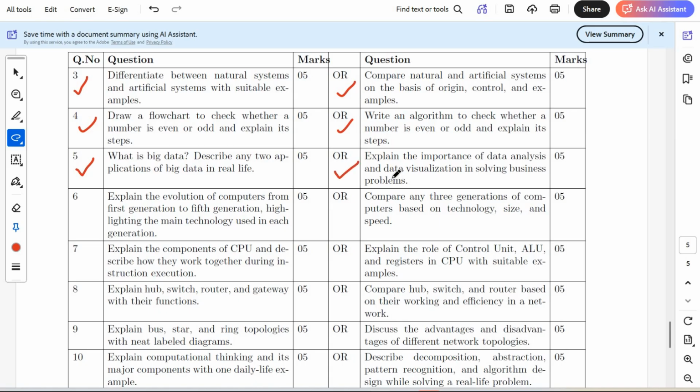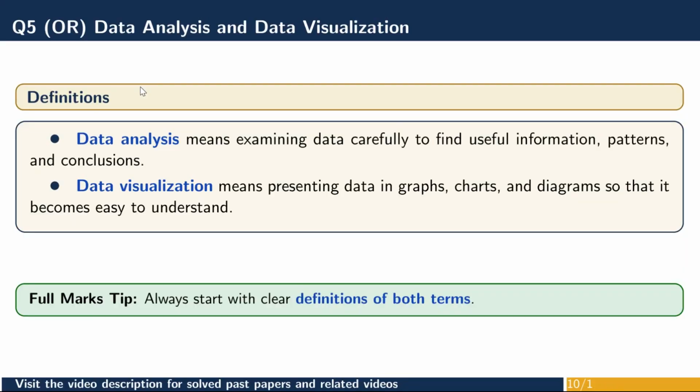Or option is explain the importance of data analysis and data visualization in solving business problems. Data analysis means examining data carefully to find useful information, patterns, and conclusions. Data visualization means presenting data in graphs, charts, and diagrams so that it becomes easy to understand. How to get full marks? Always start with clear definition of both terms.